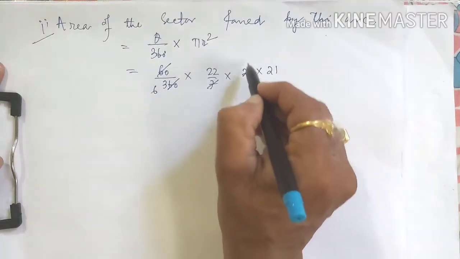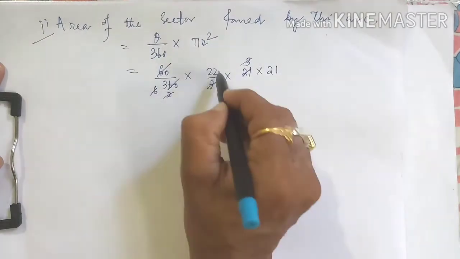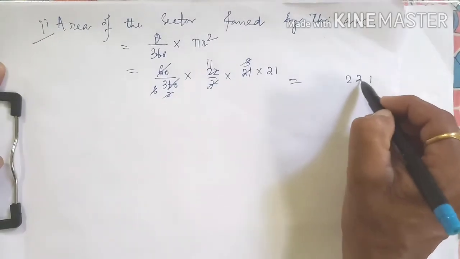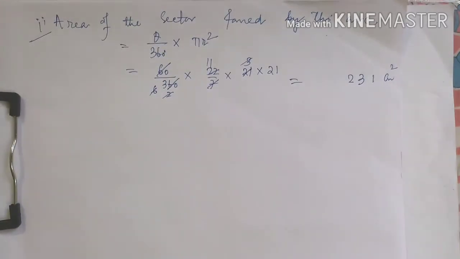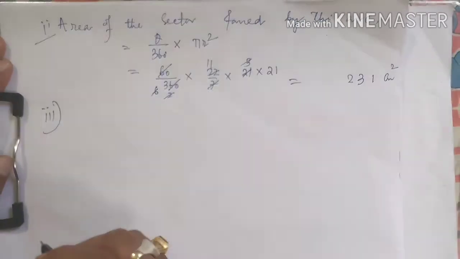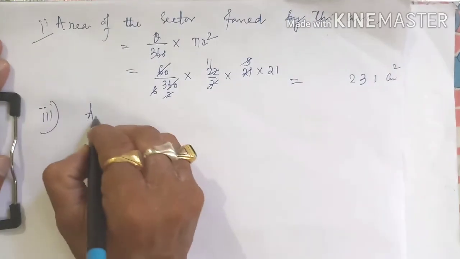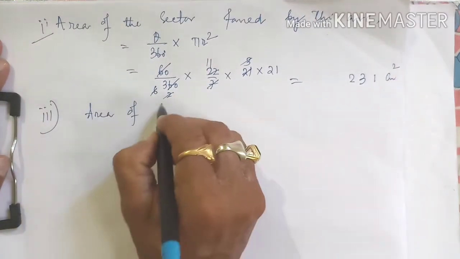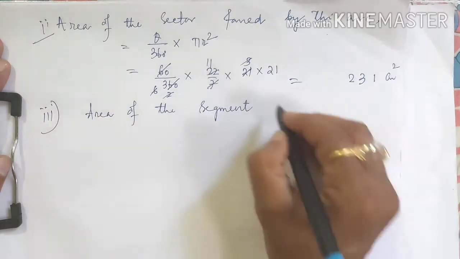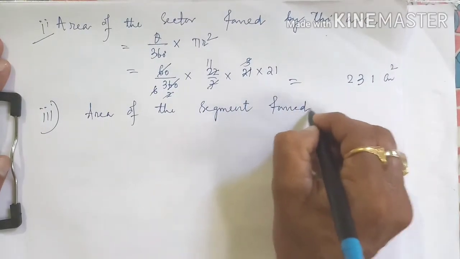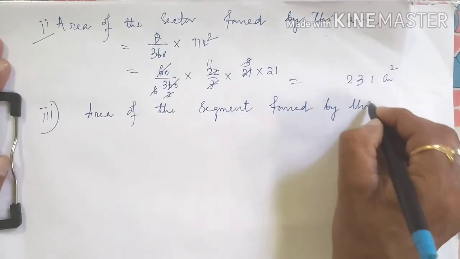6, 7, 3, 3, 2, 2, 11. 231 square centimeter. Next, third bit is what, students? Area of the segment formed by this chord.